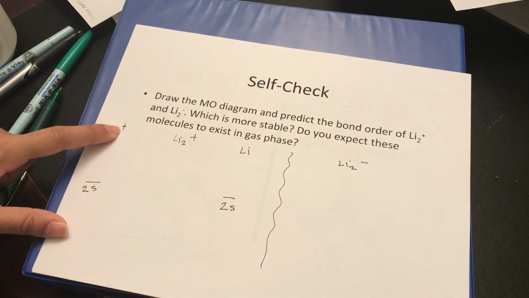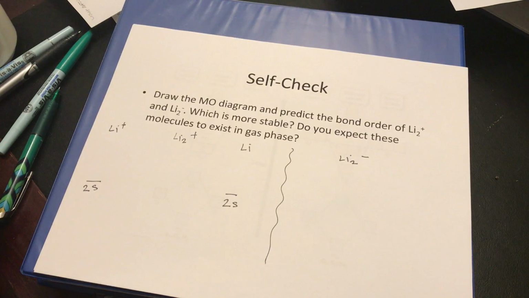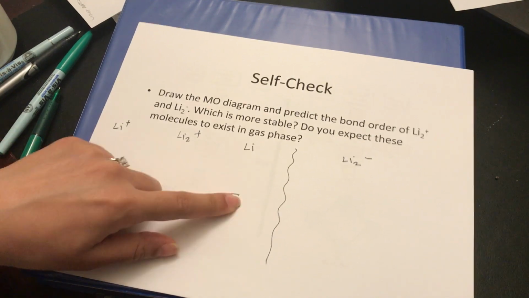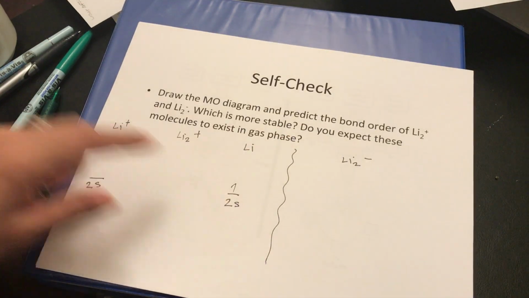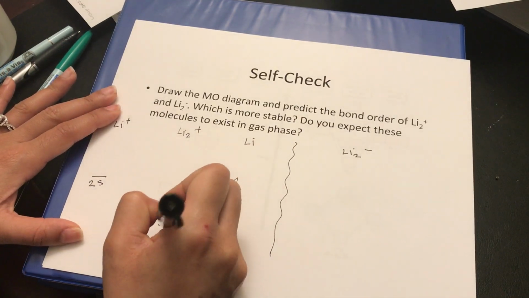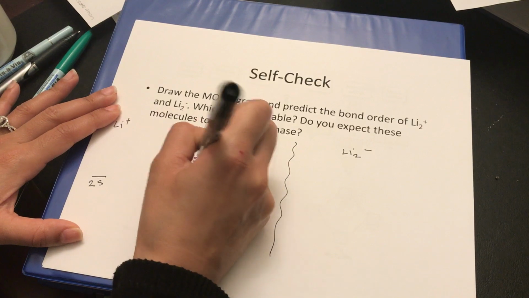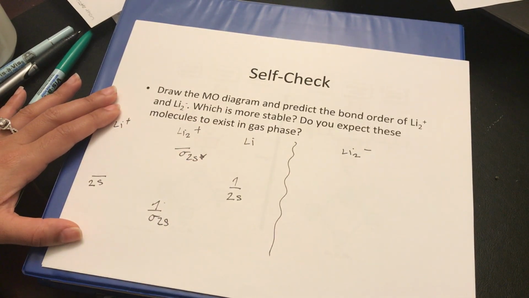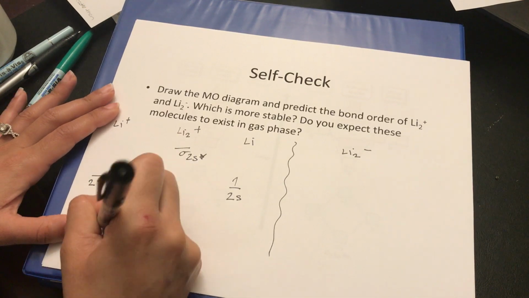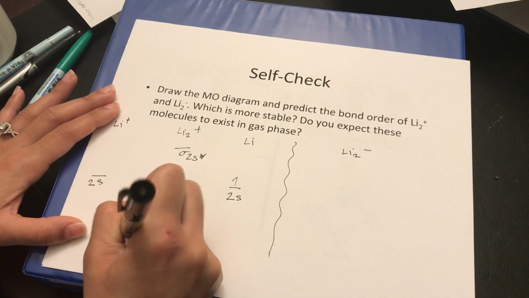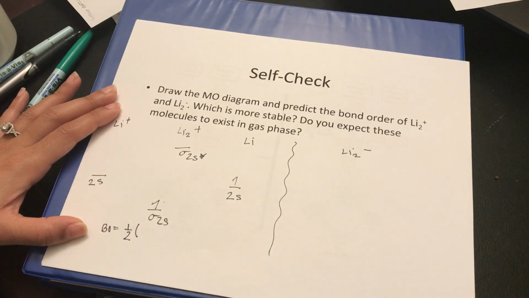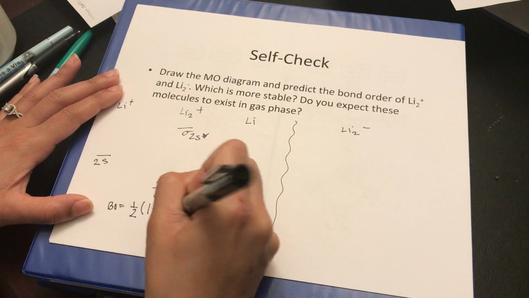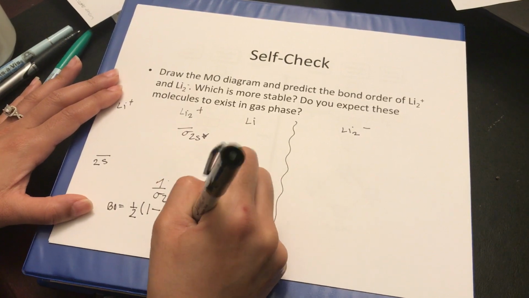Now, lithium has how many electrons in its valence shell? 1. So if I have a plus, I'm not going to have any electrons here, and 1 left over right here. Then I form my sigma 2s and my sigma 2s star. And I take my 1 electron, boom, and that's it. My bond order, to figure out the stability, would be 1/2 times the number of bonding electrons, which is 1, minus the number of anti-bonding, which is 0. So that would be 1/2.